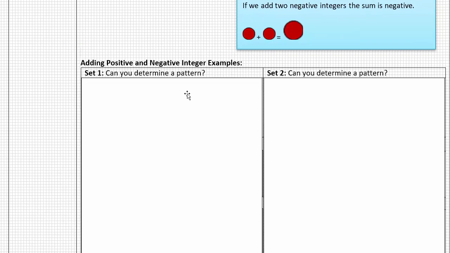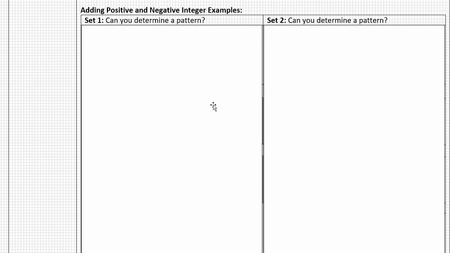I'd like you to set up a table where we are going to look at examples of starting with a positive integer and adding to it a negative integer. We're going to do two sets. So set up a T-chart column and enough room to do 3 examples and leave some room for summary on each set.